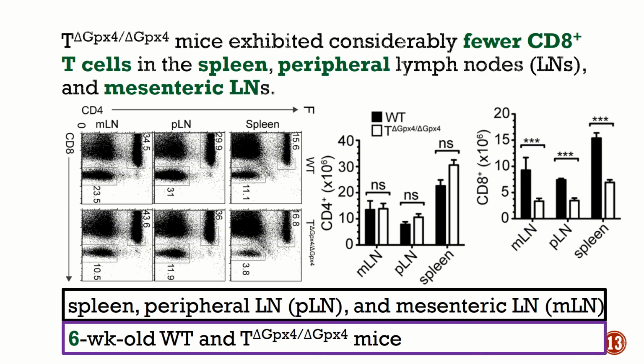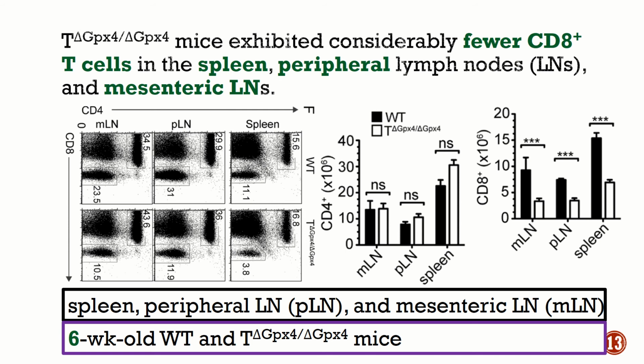Next, we can see that after the development, fewer CD8+ T cells are in the spleen and peripheral lymph nodes in the knockout mice, which means GPS4 is very essential for homeostasis of CD8+ T cells in the periphery, but also CD4+, but in the results we cannot see that.